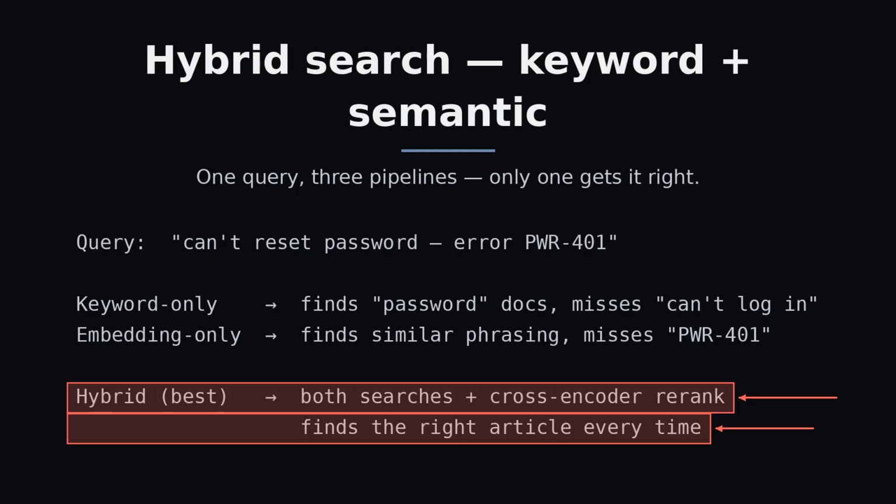Hybrid search runs both in parallel, an old-school keyword search, the kind Google was doing in 1998, and an embedding search. Then it takes the top 20 from each and re-ranks them with a slower, smarter model called a cross-encoder. The cross-encoder looks at the query and each candidate side by side and scores them properly. Almost every production RAG system you use is running some version of this pipeline.